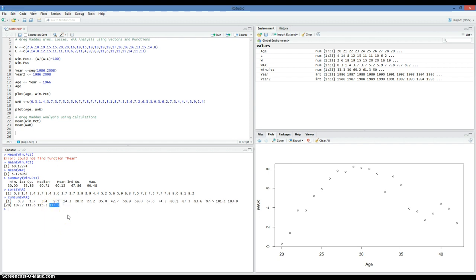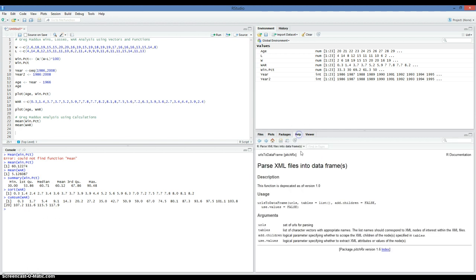Functions are very powerful, and you'll use them all the time in R. These are just a couple. If you really want to know about all of them, you should simply read the help tool here, which shows you many functions that you can use.